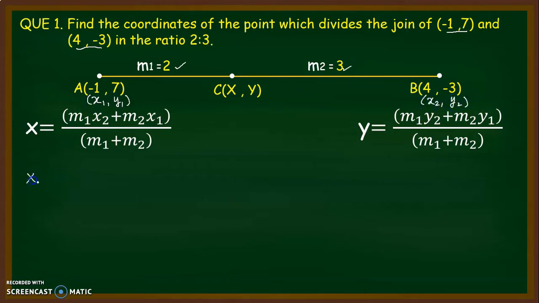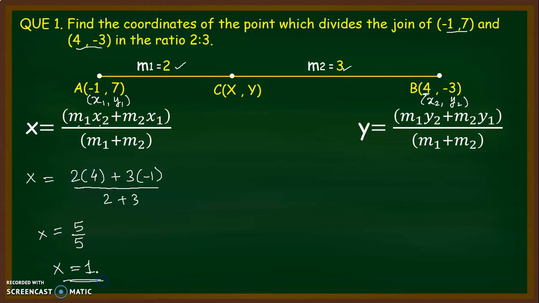So if you use the formula for the x coordinate, in place of m1 we will put 2, x2 is equal to 4, plus m2 which is 3 and x1 is -1, divided by m1 plus m2, which is 2 plus 3. If you simplify this, it will be 8 minus 3, that is 5, divided by 5. So we got the x coordinate equal to 1.